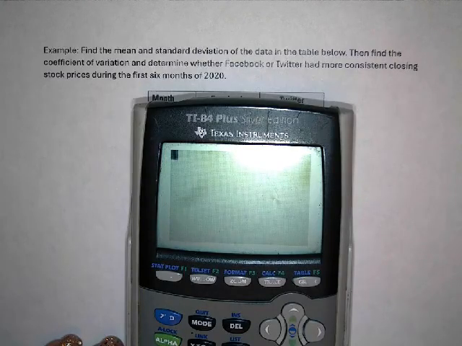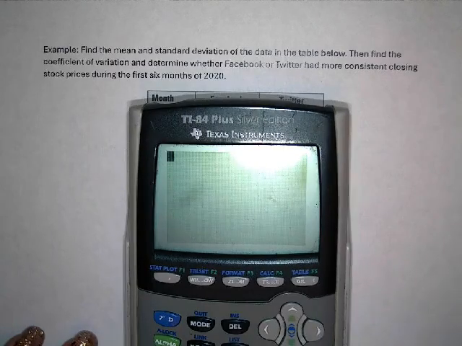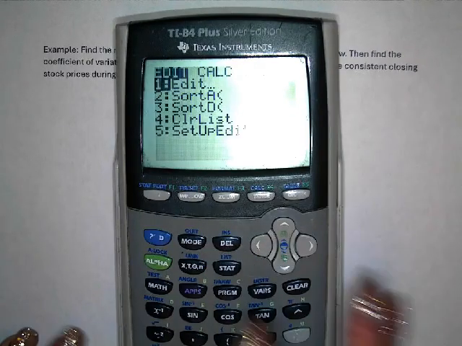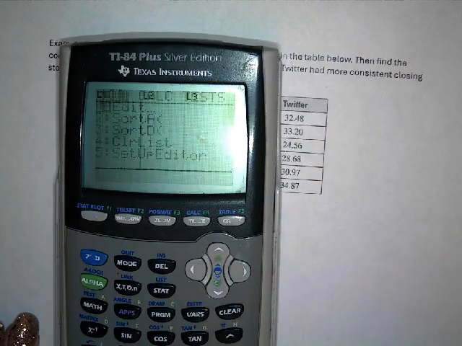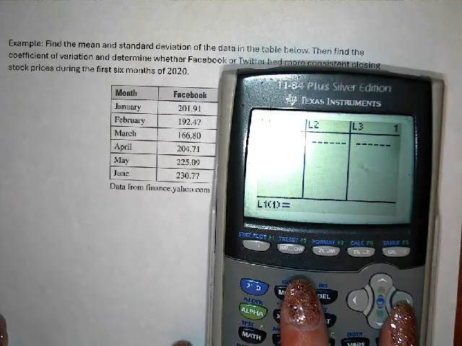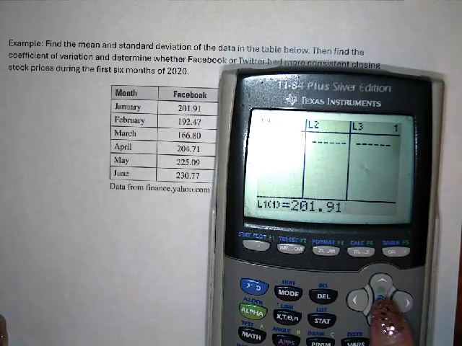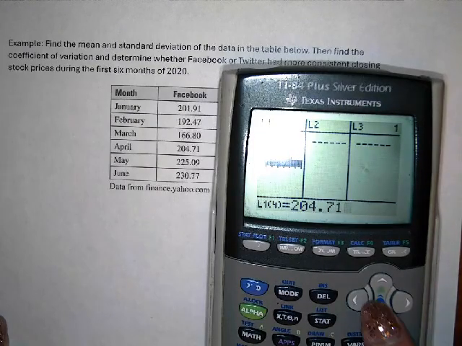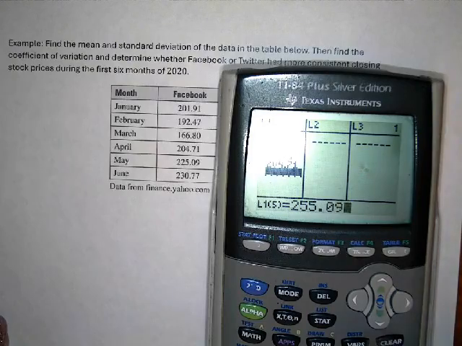So to do this in a graphing calculator, you're going to hit the Stat button because we are doing statistics, and we are going to edit. And it allows you to plug in a table. So I'm just going to start plugging in the values from this table. 201.91, and then I'm going to hit the down arrow. 192.47, 166.80, 204.71, 255.09, 230.77.